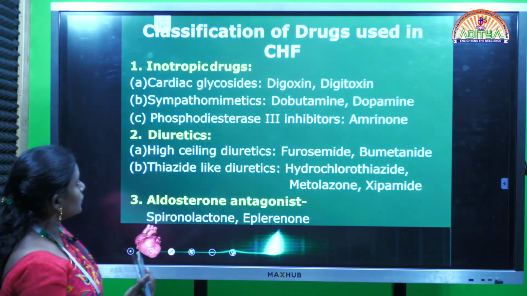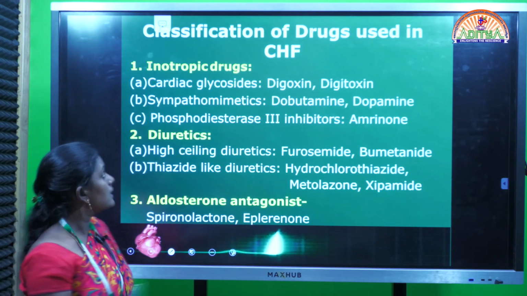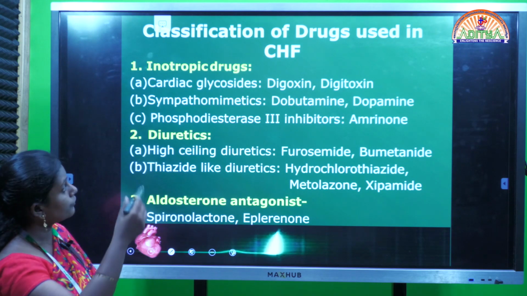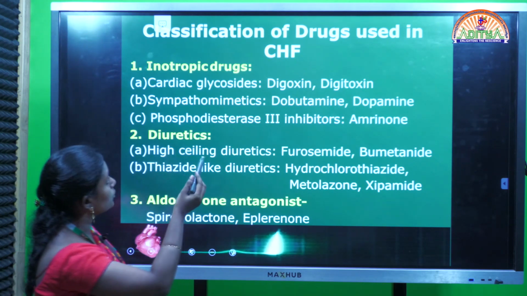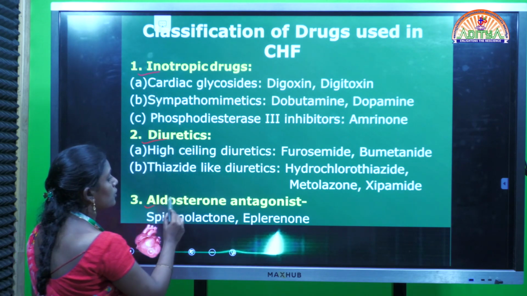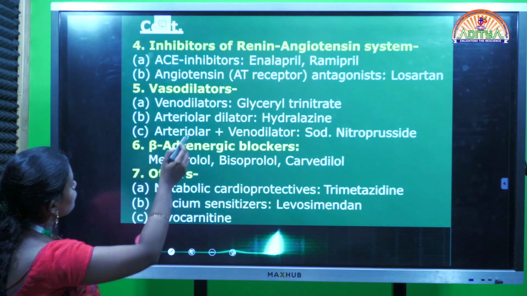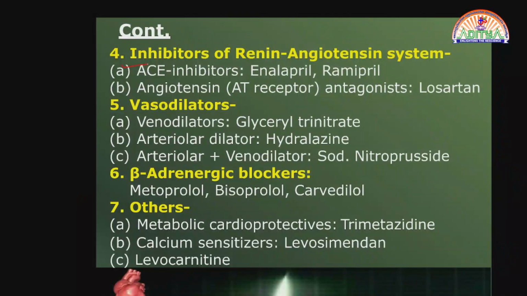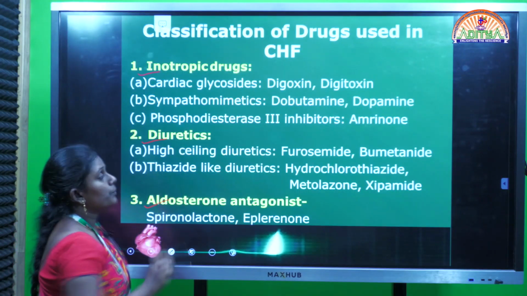So coming to the classification of the drugs used in congestive heart failure, there are different categories of drugs. First one is inotropic drugs. Second one is diuretics and aldosterone antagonists. Next are inhibitors of the renin-angiotensin system, vasodilators, beta-adrenergic blockers and others. So you can see here the inotropic drugs.